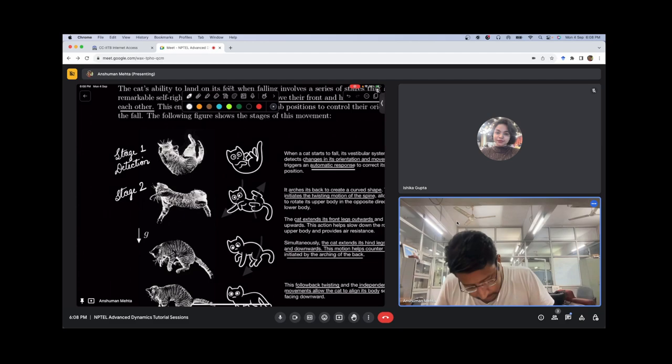Okay, next, what does it do? Once that bending or the torsion is done, actually it is both, because it arcs its back and then it twists. So it's like arcing its back and then twisting it. It allows the cat to rotate its upper body in the opposite direction to its lower body. Okay, so still we haven't figured out how. Still just the upper body part is now aligned to the floor, but the lower body part is still there.